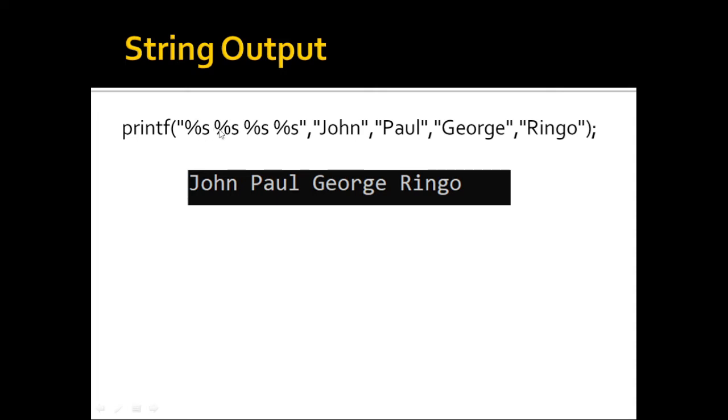So we can also have several values in one line, just like what we have done a while ago. So we have printf %s, %s, %s, %s. There are single spaces in between each of the strings. So we have John. John will be substituted to the first %s here, Paul to the second one, George to the third one, and Ringo to the fourth one. So it will just display John, Paul, George, Ringo with a single space in between.